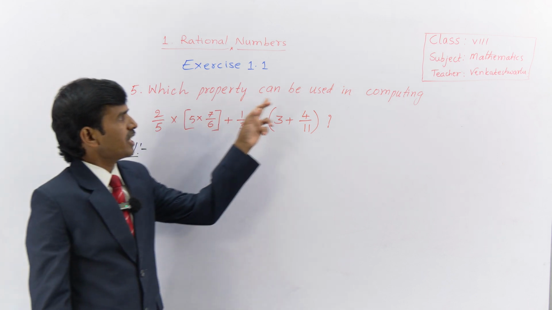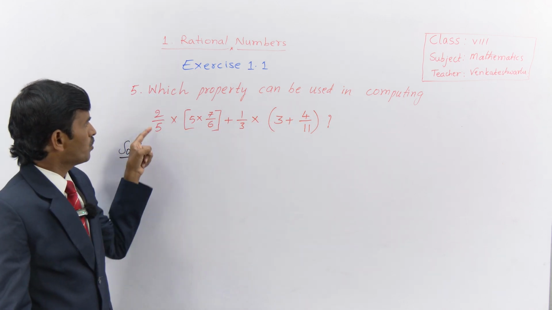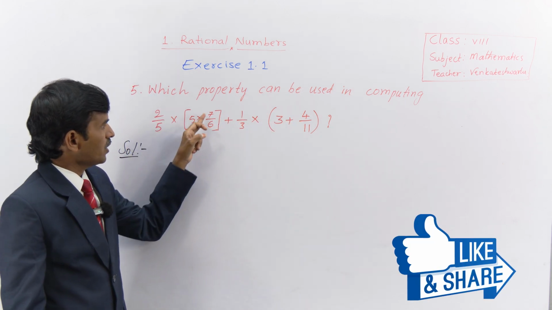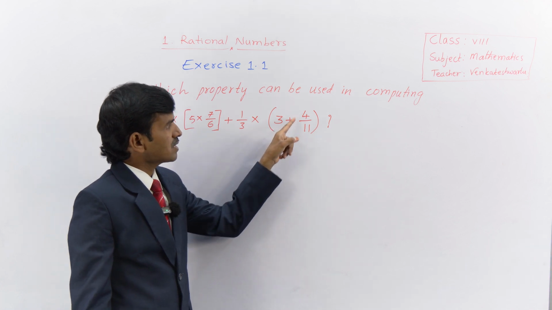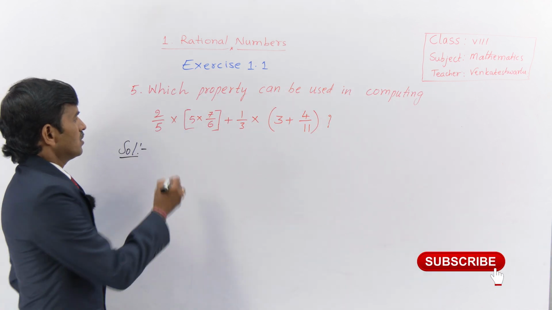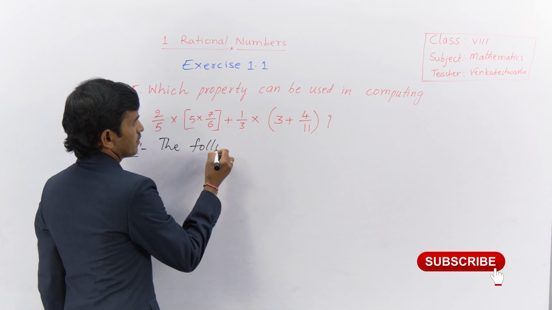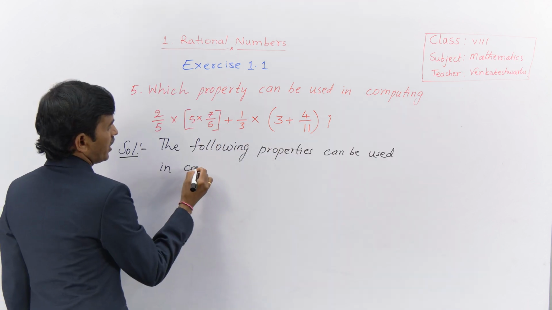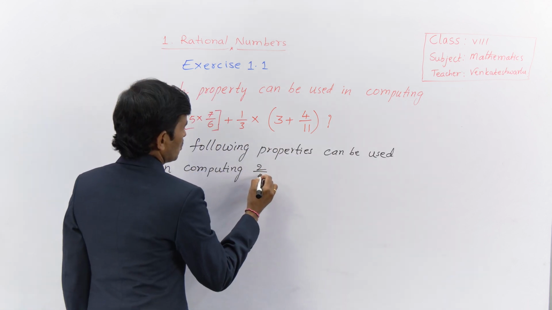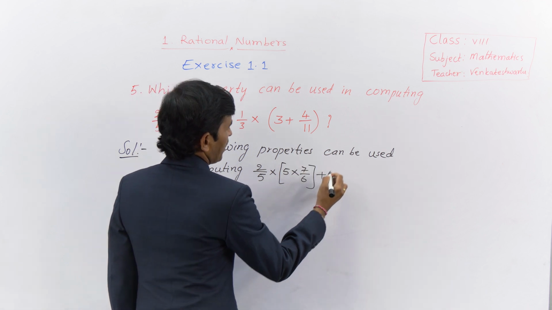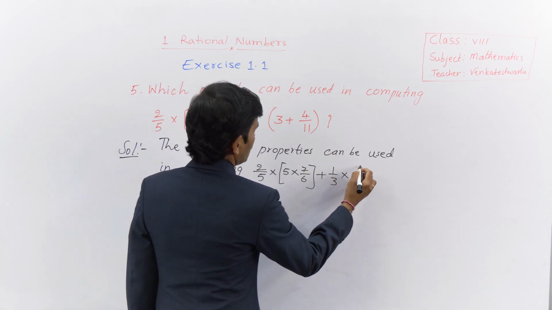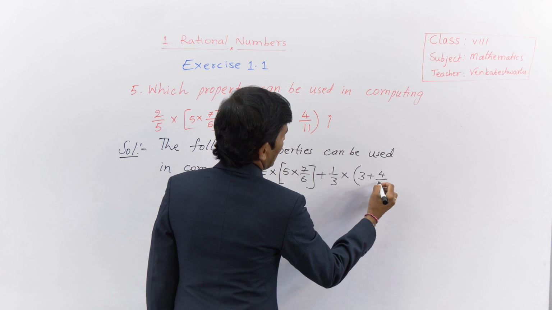Which property can be used in computing 2 by 5 into 5 into 7 by 6 plus 1 by 3 into 3 plus 4 by 11? So the following properties can be used in computing the given expression, that is 2 by 5 into 5 into 7 by 6 plus 1 by 3 into 3 plus 4 by 11.